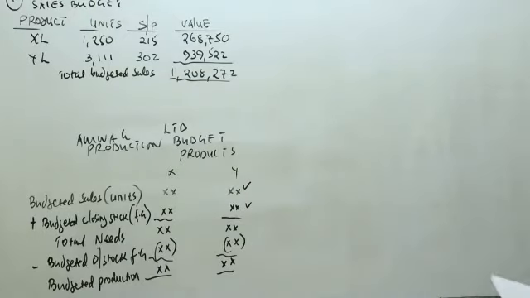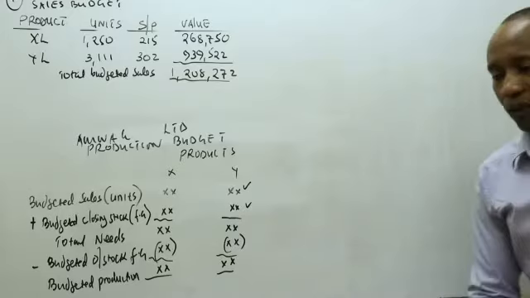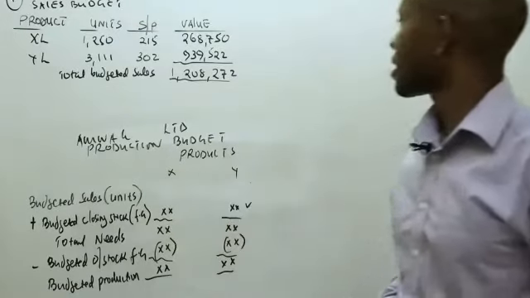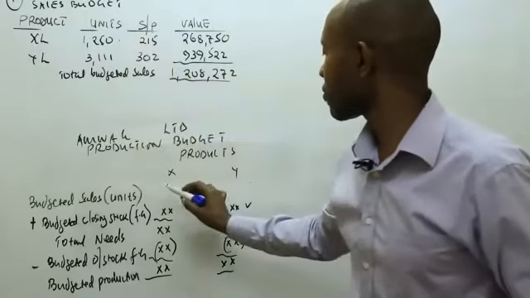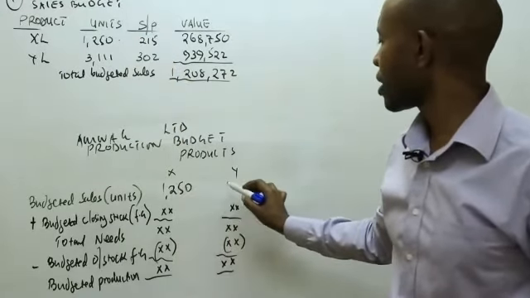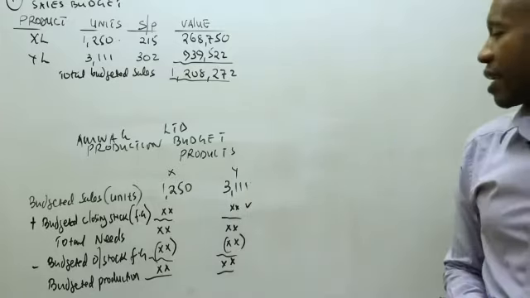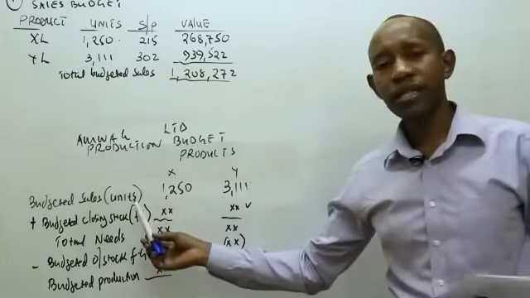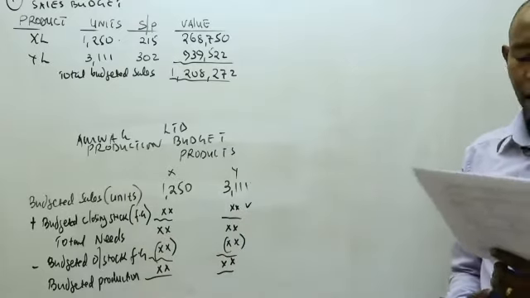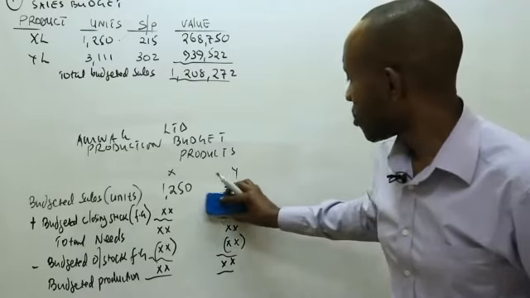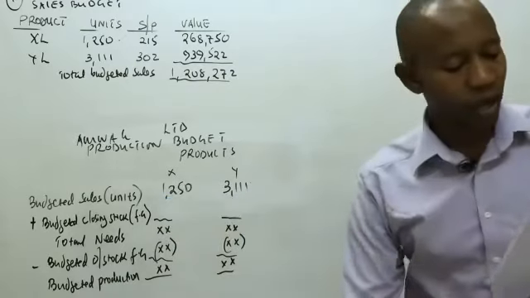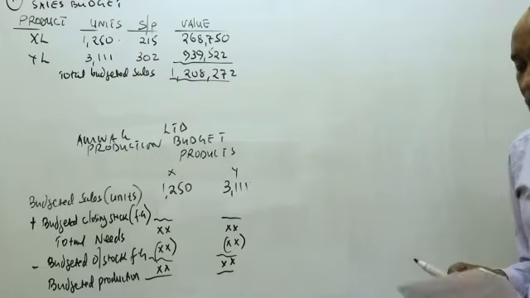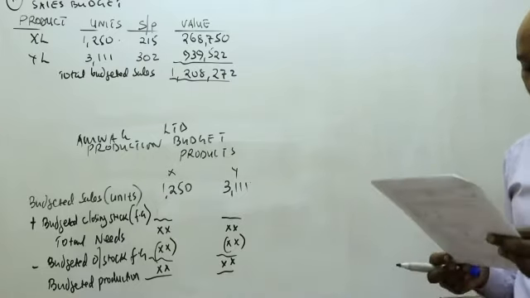Amua Limited. Production budget. So what are the budgeted sales in units? I can bring them here. My budgeted sales in units are 1250 and 3111. Now, somebody give me the budgeted closing stock of finished goods. What is the budgeted closing stock of finished goods? Somebody?